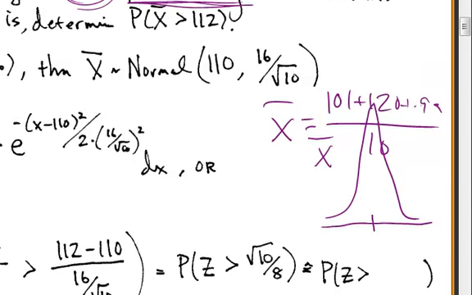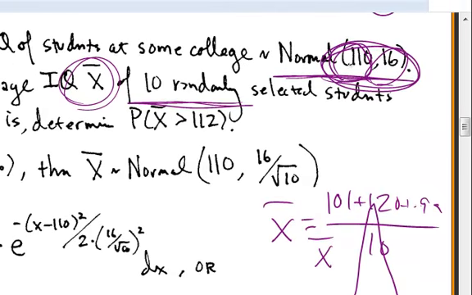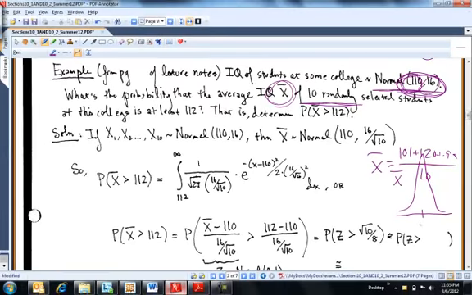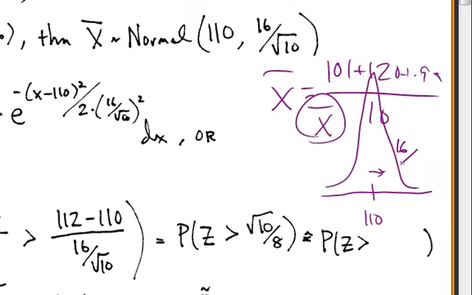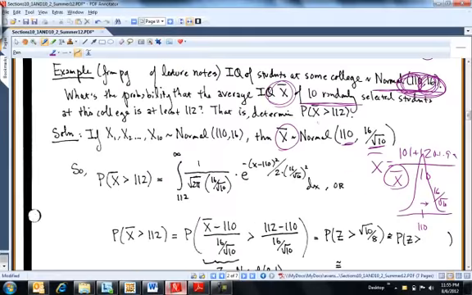If the mean of one of them is 110, then the mean of the average of 10 of them should still be 110. And this is the distribution of x bar, so the standard deviation should shrink, right? So this is 16 divided by the square root of 10. That's what I'm saying right here, actually. I already have it written. X bar is normal. There's the mean, there's the standard deviation. So what's the probability that I took 10 students and x bar for those 10 students is bigger than 112?